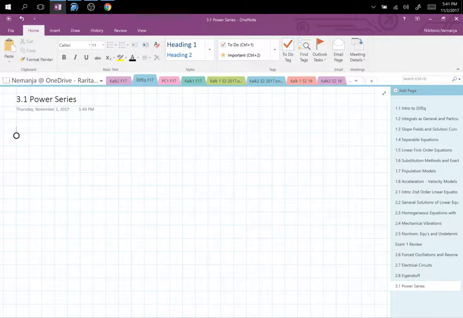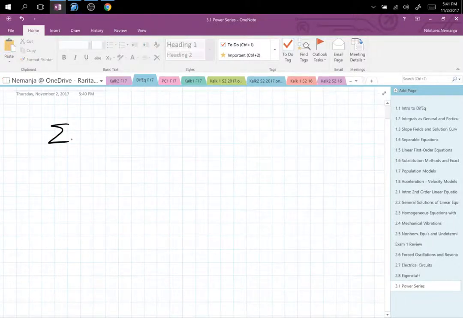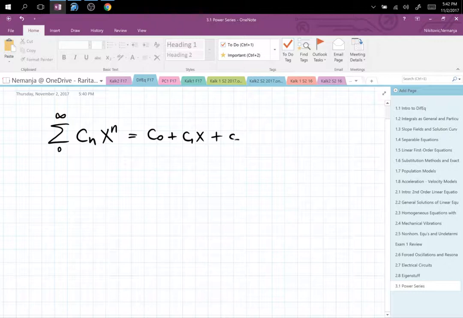So first we review power series. The power series are defined through the sum of Cn x to the n. These are polynomial power series. They are infinite, so n from 0 to infinity. And these polynomials are C0 plus C1x plus C2x squared plus C3x cubed plus ... going to infinity. So that's the power series. You can also say power series expansion.